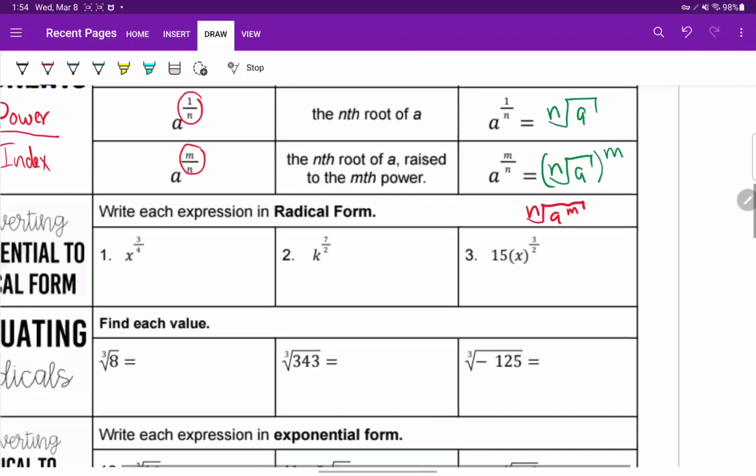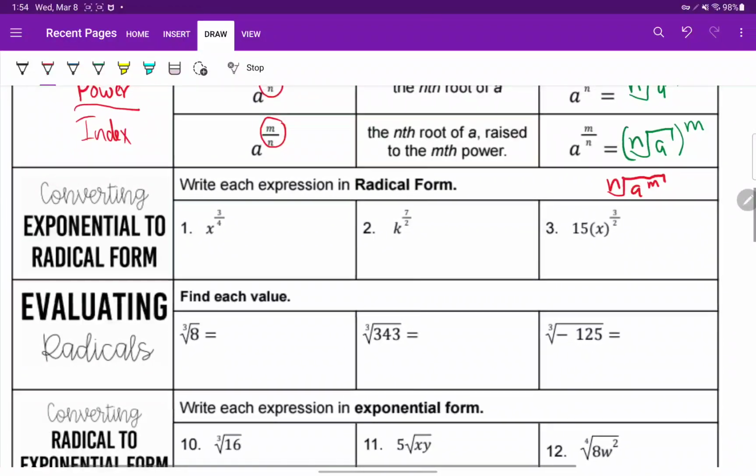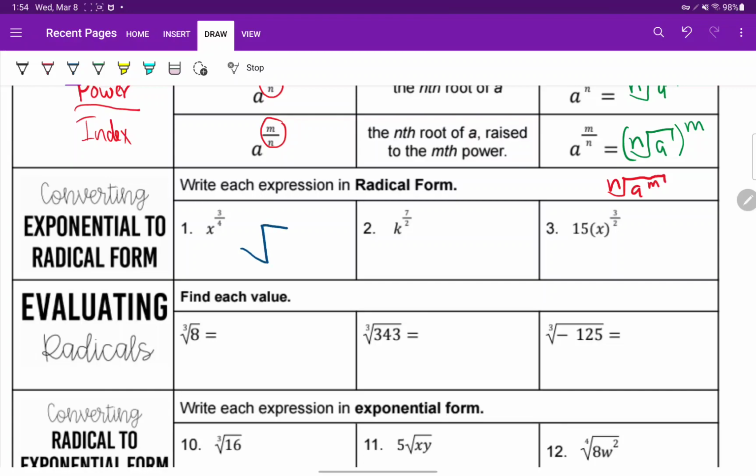Okay. All right, so these next ones say converting exponential to radical form. So write each expression in its radical form. Okay, so I'm going to start with a radical sign first. So remember, the index, the bottom number, that is your index. So the 4 goes in the hook. My radicand is the base, which is x, in parentheses, raised to the power, which is 3.